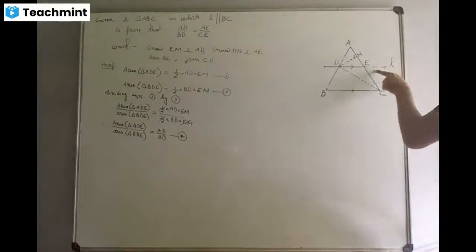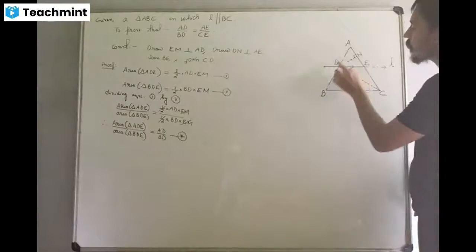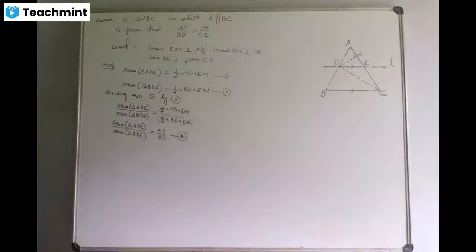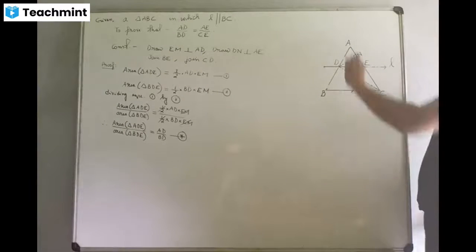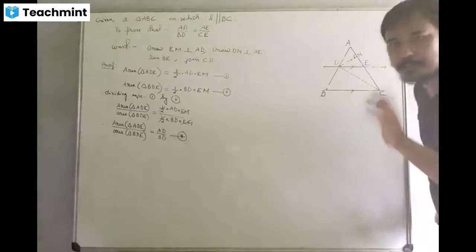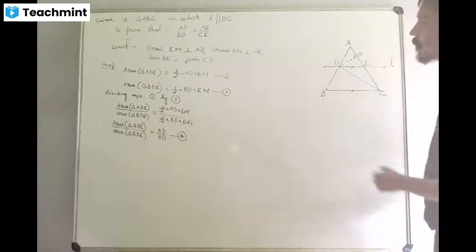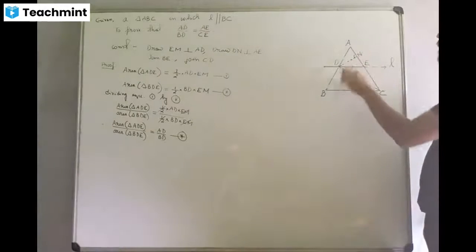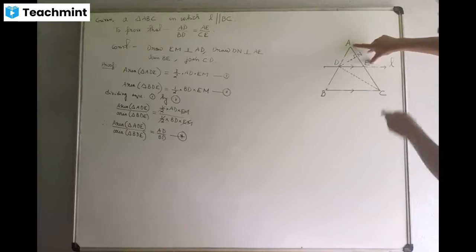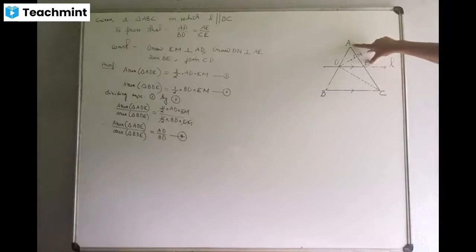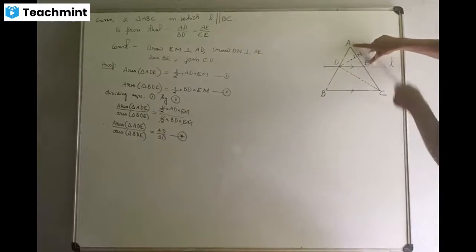Now, above the line L, there is a triangle ADE. I'm going to find out the area of triangle ADE again. In the first case, for this triangle ADE, we chose AB as the base. But this time I'm going to change. For this triangle ADE, this time I'm going to choose AE as the base.